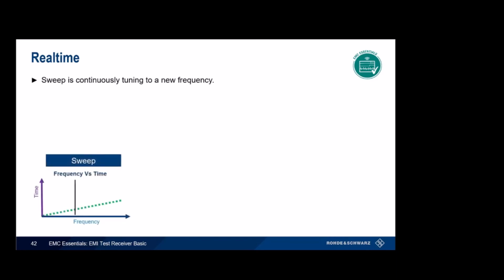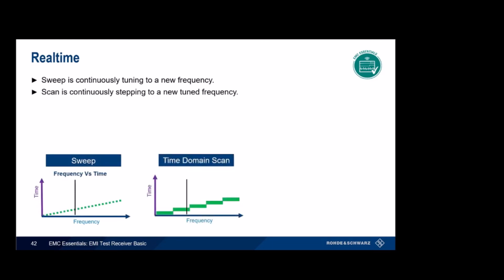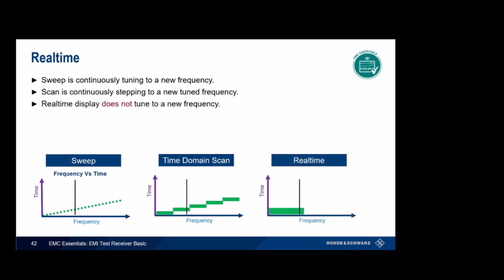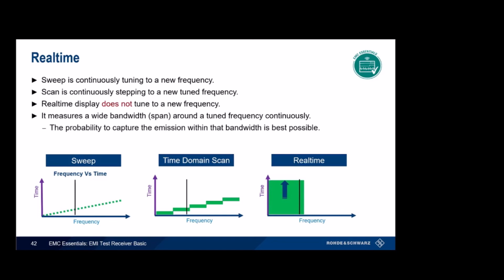To better understand real-time, let's compare it to swept and to stepped scans. So swept is continuously tuning to new frequencies. A step scan is continuously stepping to a new frequency. Real-time does not tune to new frequencies. It measures the same frequency for long periods of time, continuously. This increases the probability of capturing emissions within that bandwidth. But that bandwidth is limited by the real-time analysis bandwidth.